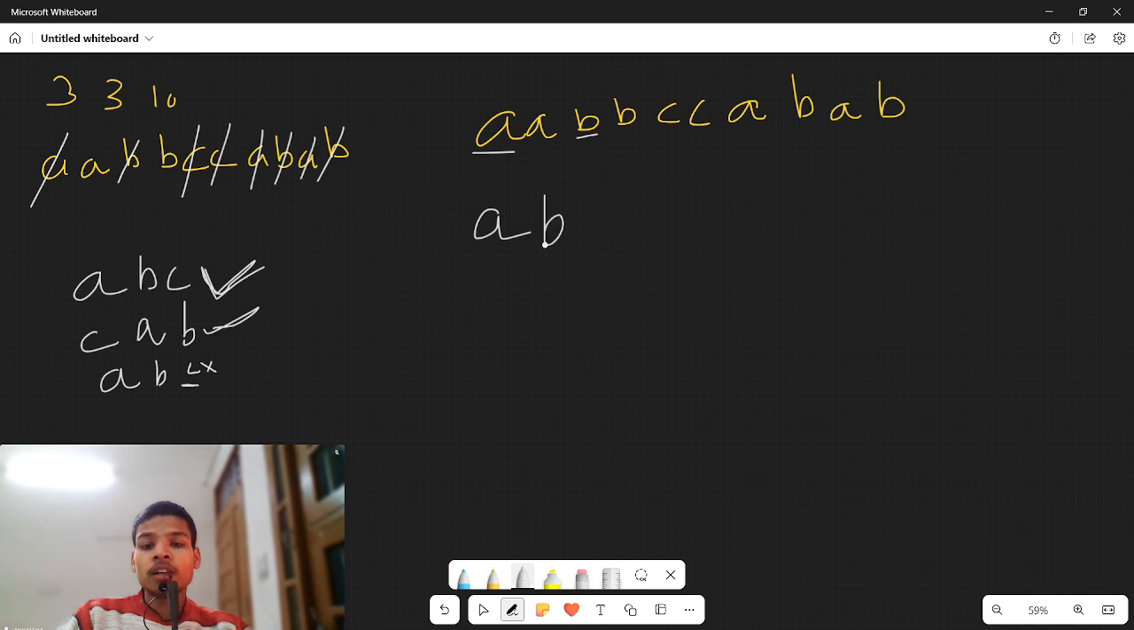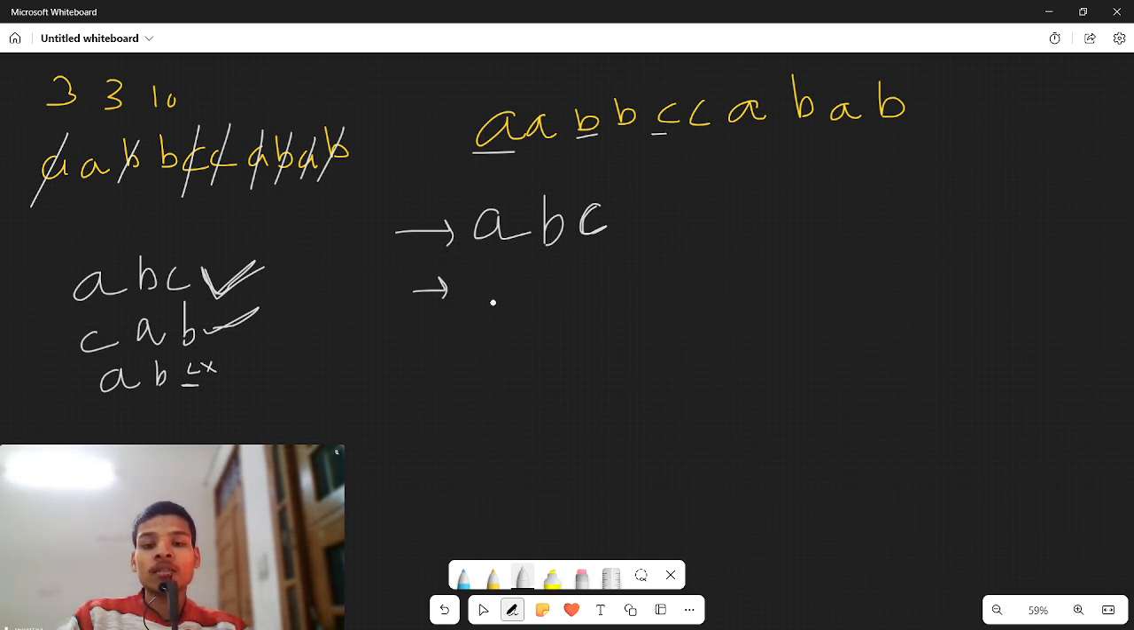I will add it. Now I'm again getting a B, but B is already present in this pair, so I will not take this B. So I will now come to C. Okay, now C is not present in this pair, so I will take C. Okay, now done. Now one pair of ABC is completed. Now I will try to make another pair.